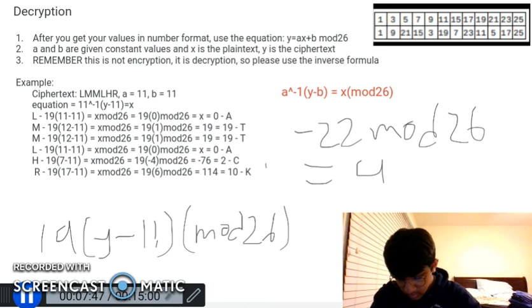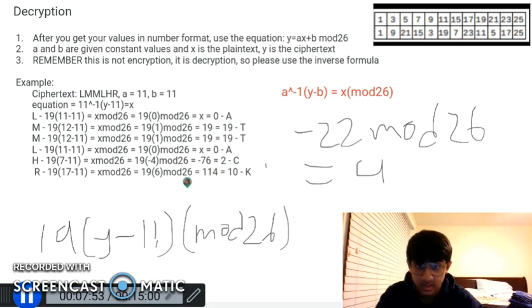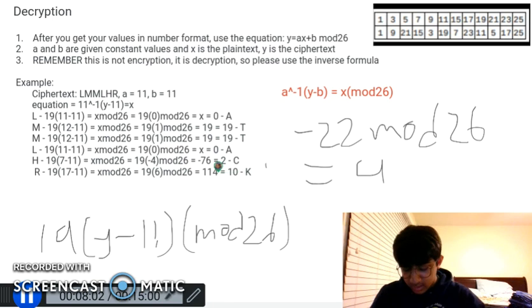Let's get back to this example. We have negative 76 mod 26. Negative 76 mod 26 is going to be negative 24 mod 26, and negative 24 mod 26 is 2. So we have C right here. Our last example, but not least, is 19 times (17 minus 11), which is 19 times 6 mod 26. 19 times 6 is 114. Sorry, I don't know why I wrote 144. 114 mod 26 is just 10, and your answer is going to be K.